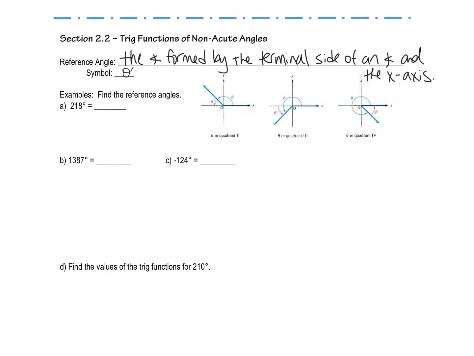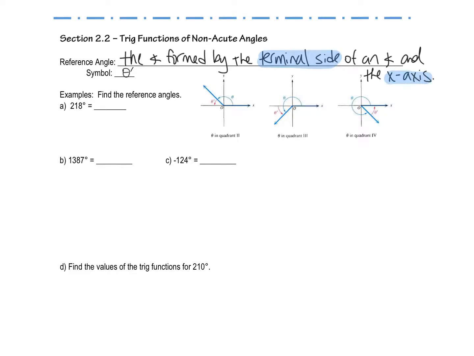All right, guys, today we're doing section 2.2, which is trig functions of non-acute angles, aka lots of obtuse angles. And we have a really important vocab word right away. It's called a reference angle, and it is the angle formed by the terminal side of an angle. So important word here, you remember what the word terminal means, and the x-axis.